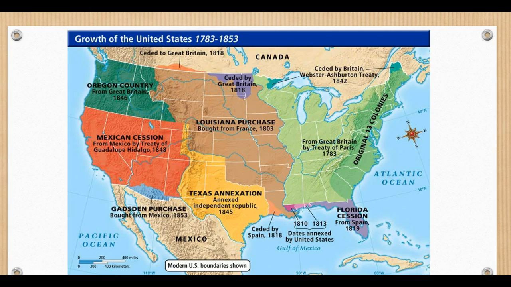Okay, so here's the map. I love maps. It provides so much information. Okay, so the original 13 colonies, here we go. Here is the Mississippi River. Anything west of the Mississippi River is considered the West at this time. So you can see that this is showing the growth of the United States from 1783 to 1853. The Homestead Act was passed in 1862. So this map is showing you how the United States was formed, when parts of it were bought, and from whom, okay?